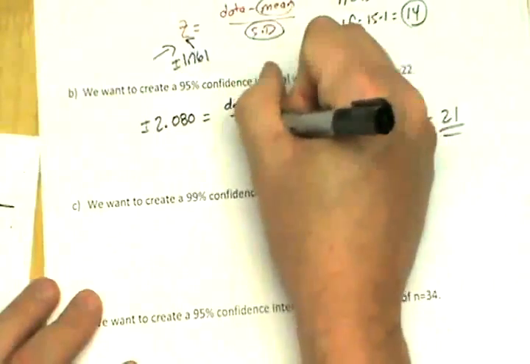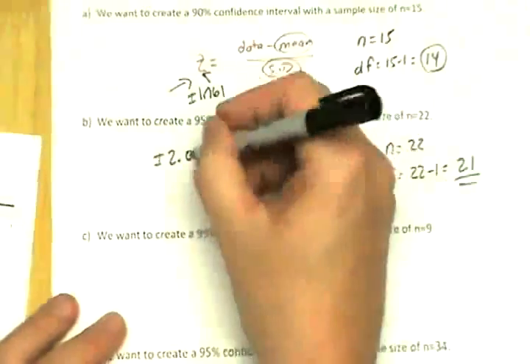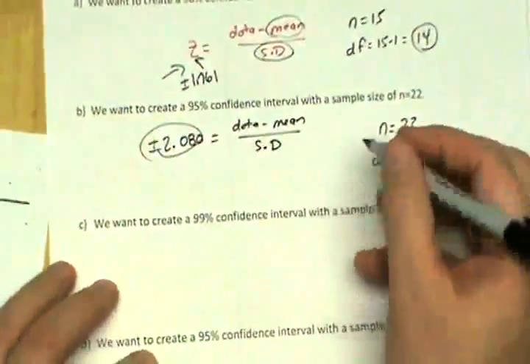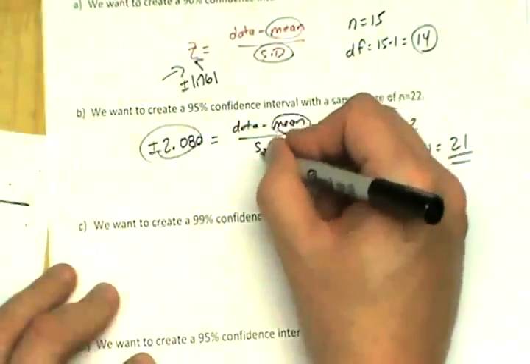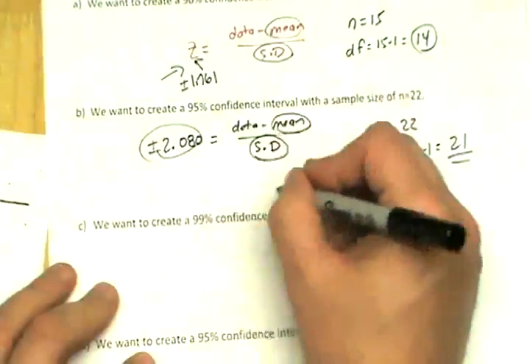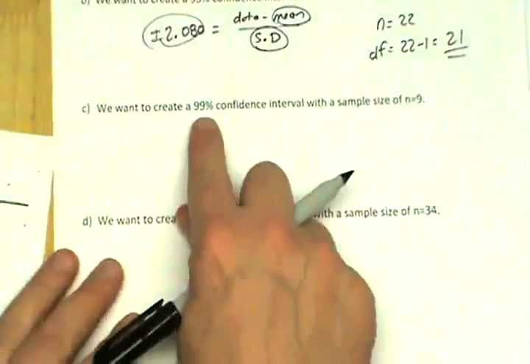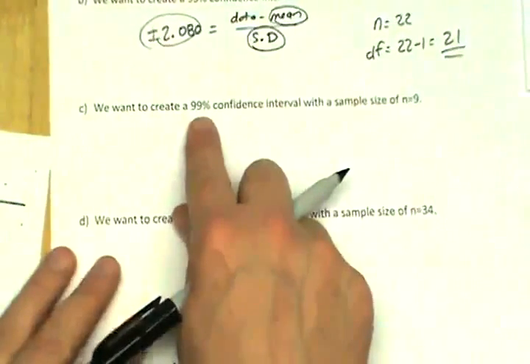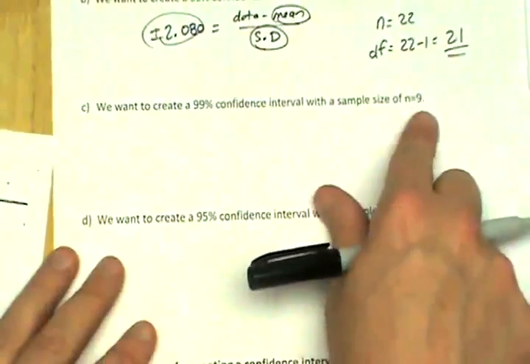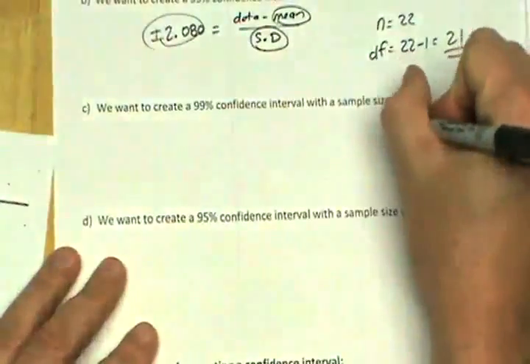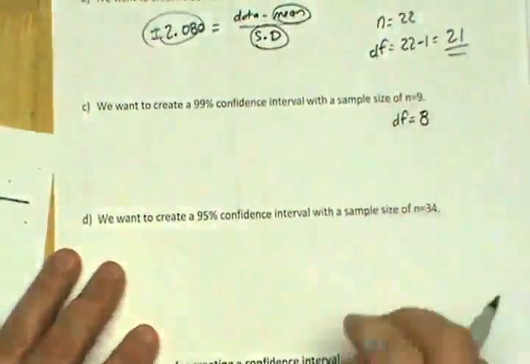We're not going to complete this right now because we're just finding the z-score, but that would be the z-score we would use. Eventually we'd fill in the mean and the standard deviation, and then solve that confidence interval. So here's another one. We would like to create a 99% confidence interval, and the sample size is 9. So we know the degrees of freedom is going to be 8.